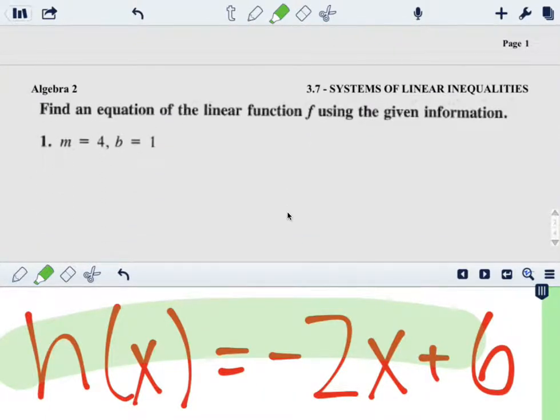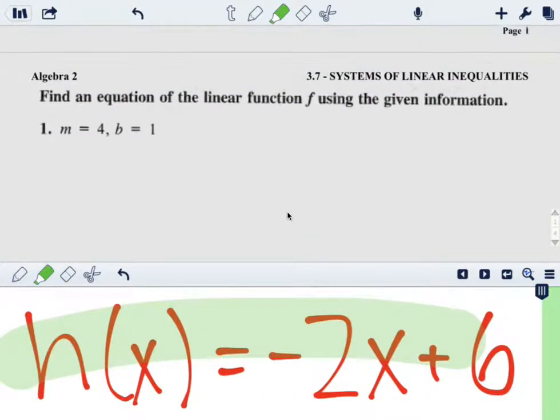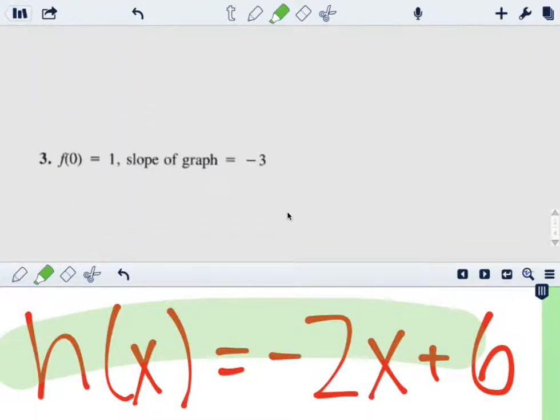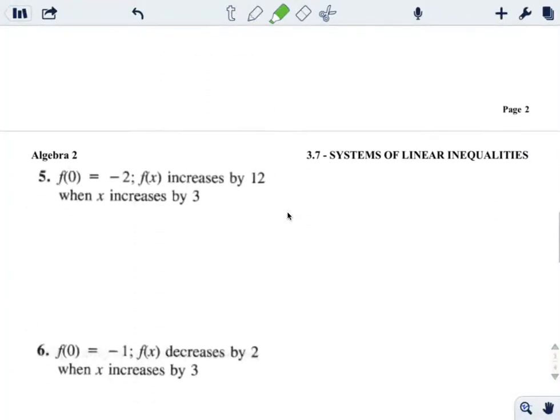Okay, so you got some equations here that you do. We'll look at the first one tomorrow to remind you how to do 1, 2, and 3. So let's go down and see what else we're doing here.